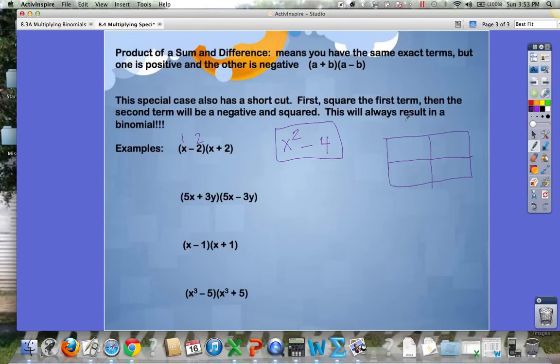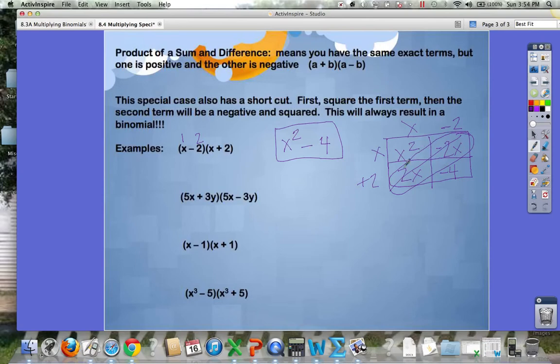I'm going to put x minus 2 and then x plus 2. And if you multiply these, it's x times x, x squared. X times a negative 2 is negative 2x. Positive 2 times x is a positive 2x. And then 2 times a negative 2 is negative 4. And remember when we did the box that the diagonals were the combining like terms. Well, that's still true. But what happens is you end up with a minus 2x and a positive 2x, so they cancel out. So that's why you end up with x squared minus 4.